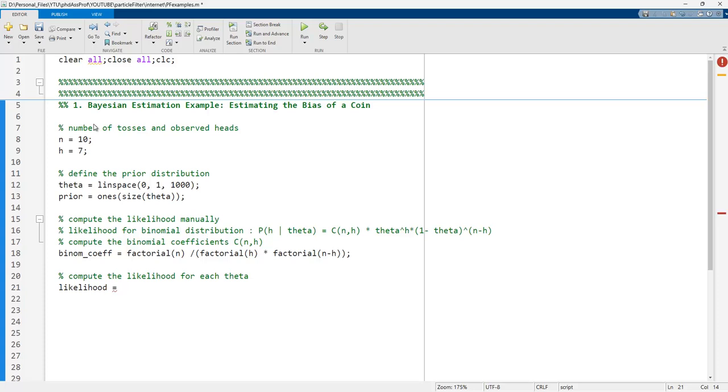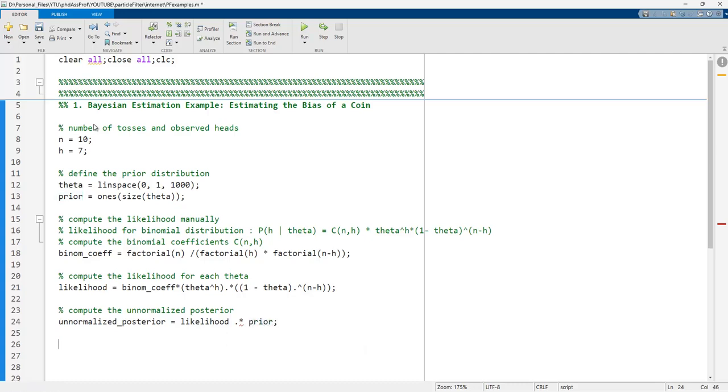After that we need to compute the likelihood for each theta. Likelihood is equal to the binom coef times theta dot power h dot times (1 minus theta) dot power n minus h. After that we need to compute the unnormalized posterior. For the unnormalized posterior here, likelihood dot multiplication prior.